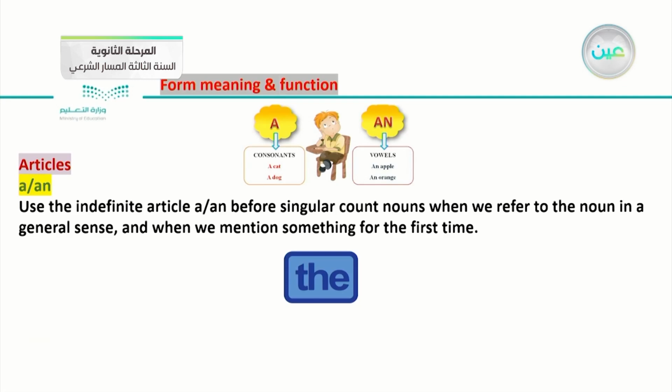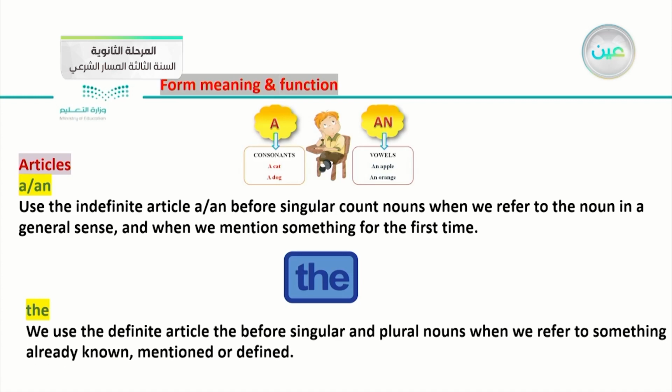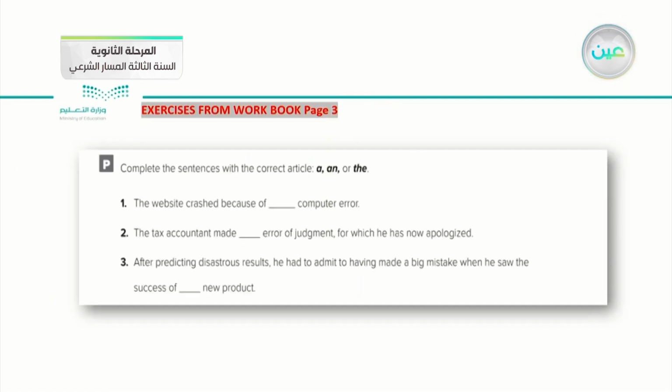Okay, what about that, miss? So we can say that or use it as the definite article that before singular and plural nouns when we refer to something already mentioned or defined. At first time, when we want to mention something for the first time, we should apply a or an. And the second time, we put the, because we know it, we mentioned it, we defined it.